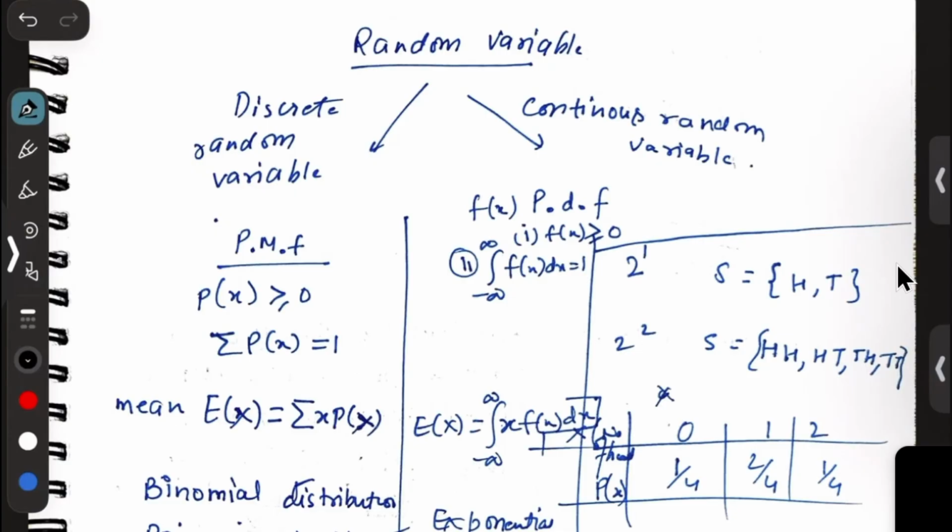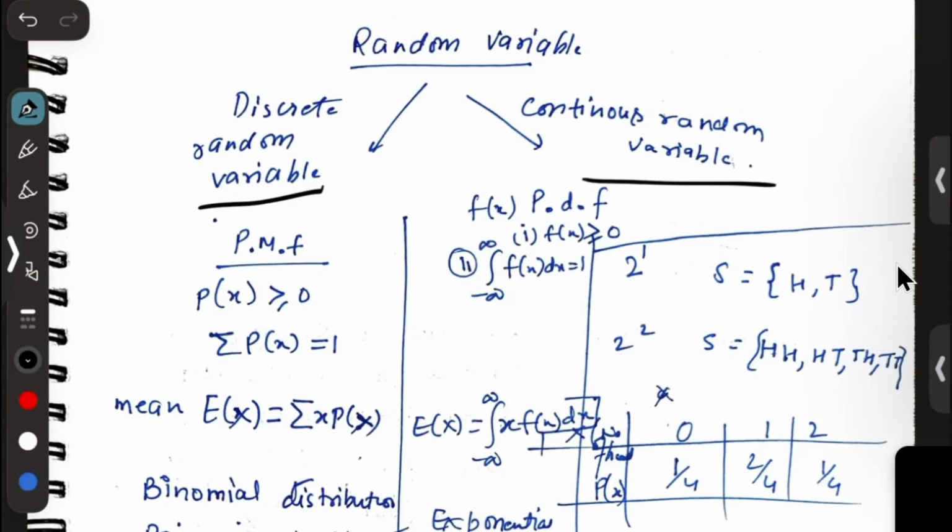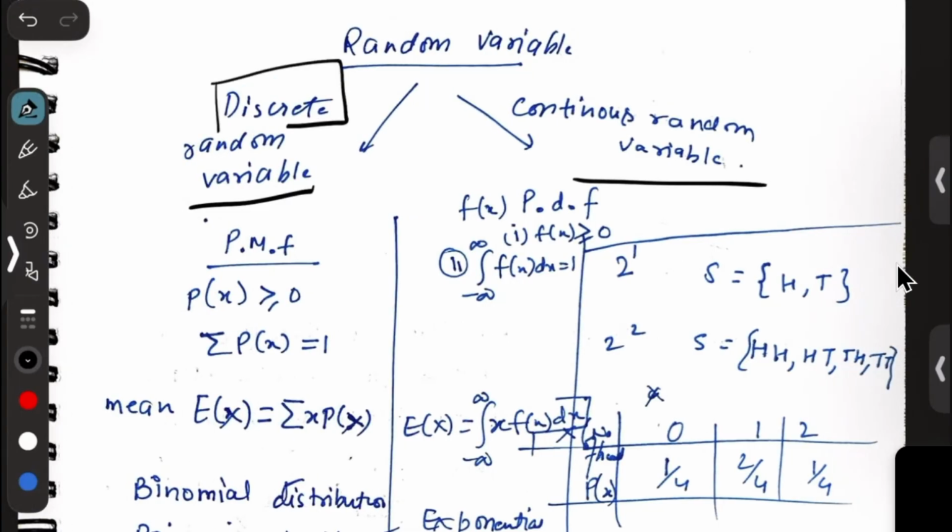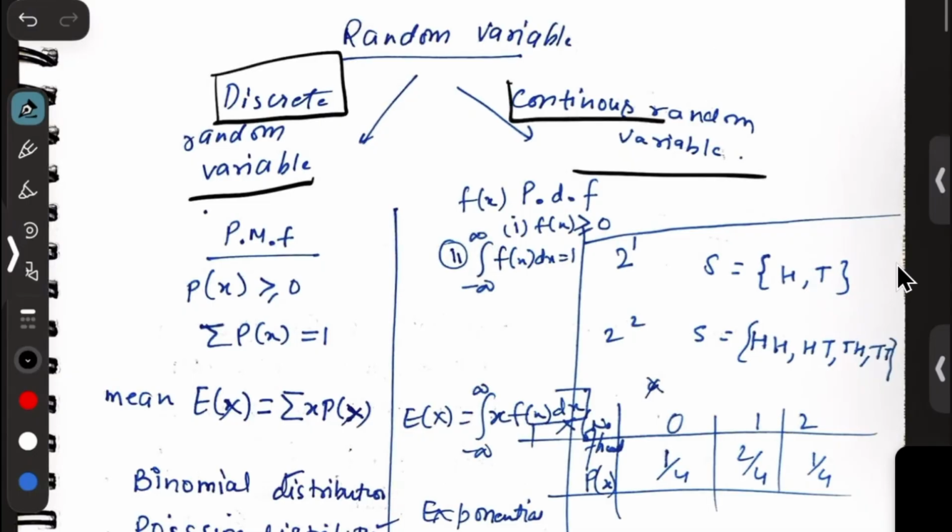Random variables are divided into two types: one is discrete and the other one is continuous. The difference between discrete and continuous is this: when we consider the example of tossing a coin, there are only two possibilities. Either it could be a head or it could be a tail. Only these two possibilities will occur. There is no other possibility.